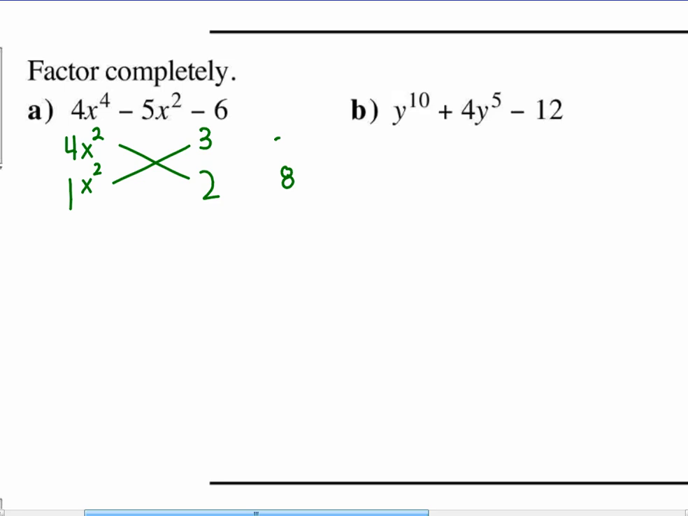8 and 3. Can we make negative 5? No. Who has to be negative? The 8. So that means the 2, the one that's beside it. So that factors to 4x squared plus 3 and x squared minus 2.